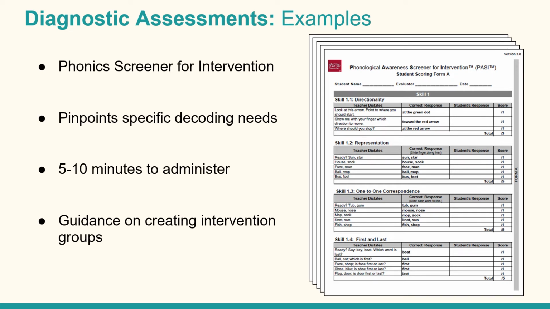This is a screenshot of an assessment called the Phonics Screener for Intervention, or PSI, written by the 95% group. This is a reading diagnostic assessment that requires students to identify various elements of language in a developmental manner. This assessment is given to students who are struggling with reading accuracy and pinpoint specific decoding needs. It takes about 5 to 10 minutes to administer and provides specific information on which to base choosing a reading intervention. This assessment also includes a guide to help you group students with similar needs into intervention groups.